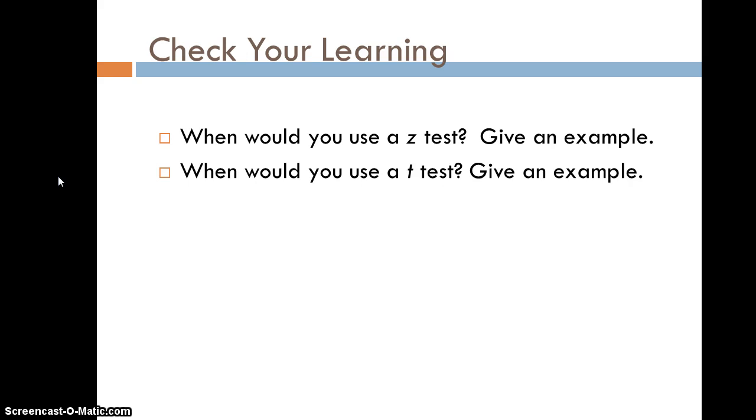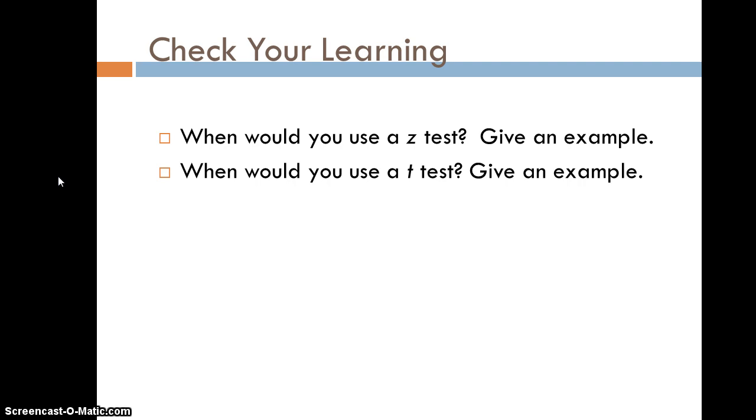So if you said you would use a z-test when you're comparing a sample mean to a population mean, and you know both the population mean as well as the population standard deviation, then you are correct. The difference between a z-test and a t-test comes in when you don't know the population standard deviation.